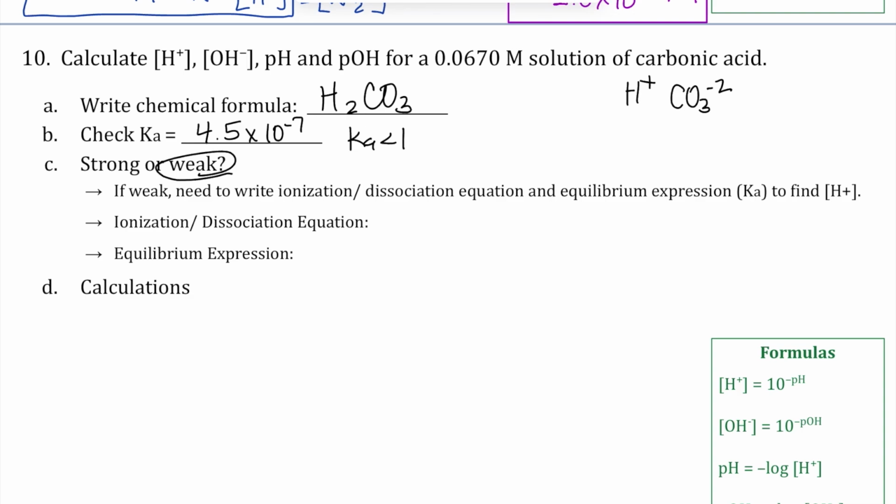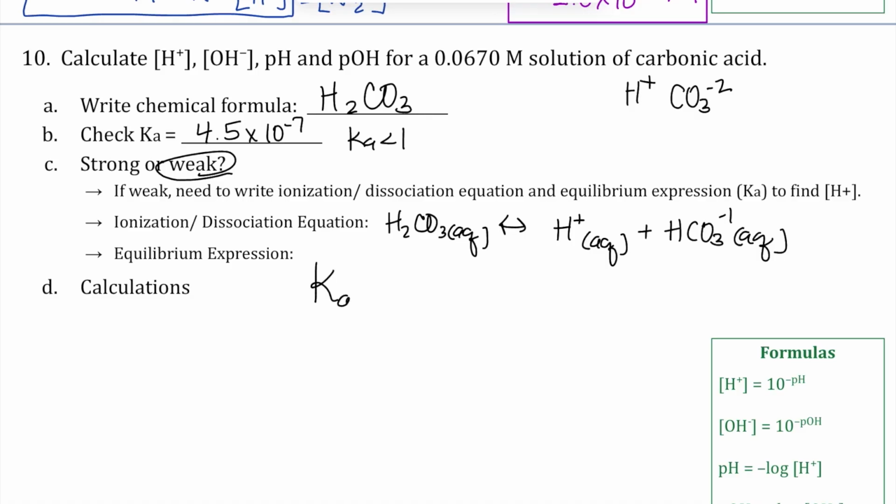And so now we need to write that ionization equation. So we have our H2CO3, which is aqueous, double-sided arrow, because only some of that is going to ionize. It's going to break off 1 hydrogen, leaving us with HCO3 -1, which is also aqueous. So writing that equilibrium expression, it's a Ka because this is an acid, but same process as a Keq.